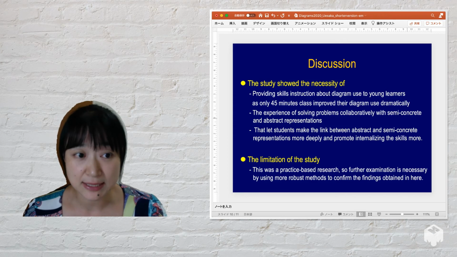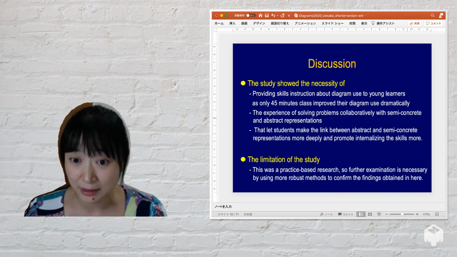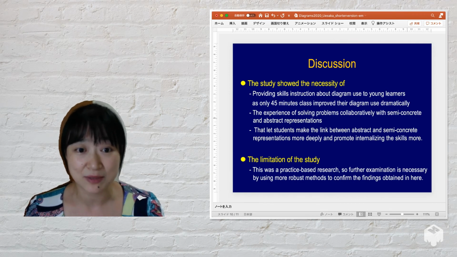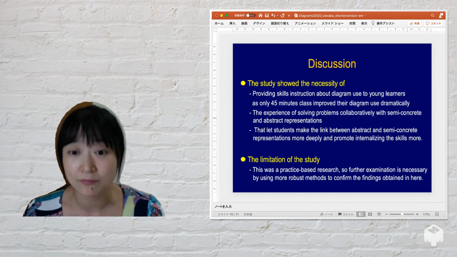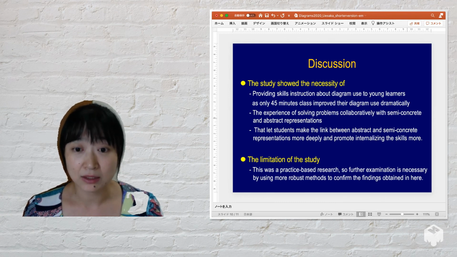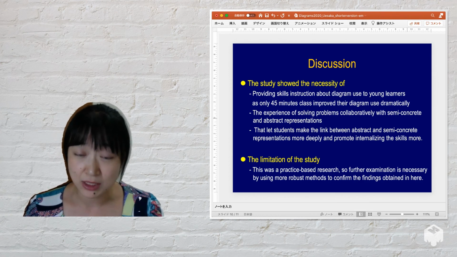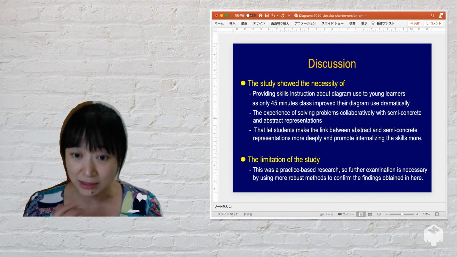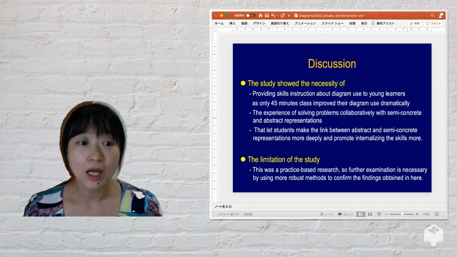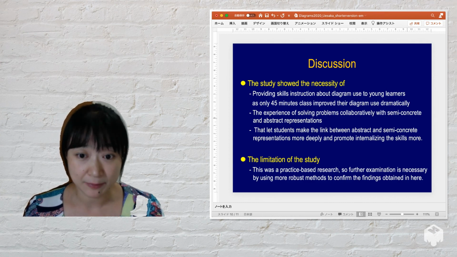So the study shows the necessity of providing explicit instruction about diagram use to young learners. Only a 45-minute class improves their diagram use dramatically. So the experience of solving problems collaboratively with semi-concrete and abstract diagrams is very important. Actually, the two instruction groups differed a bit. The students who more actively engaged with the magnet board and magnets performed much better than the other group. So that kind of experience might be important.